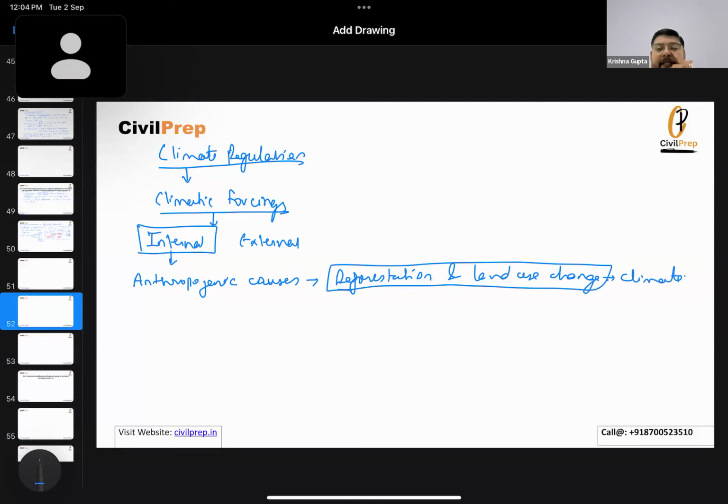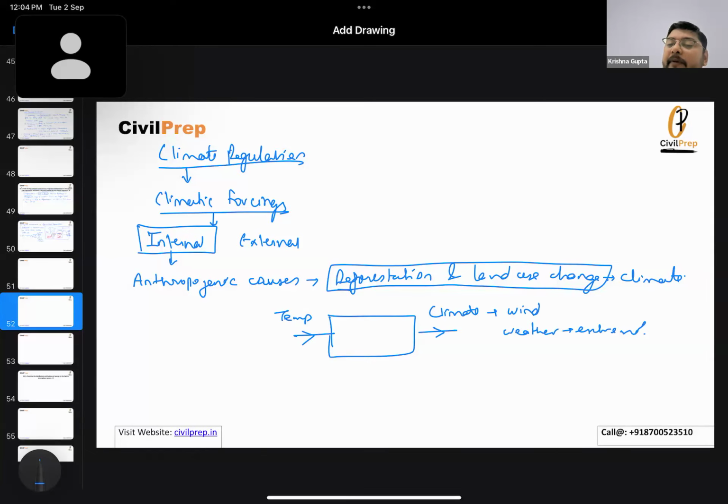So climate change is being seen in this particular aspect, because of which there is again a positive feedback mechanism with the temperature rise, and this temperature rise has various effects over the climate. That is wind circulation. Then the weather is becoming extreme, for example droughts and floods. Droughts and floods are becoming extreme here.